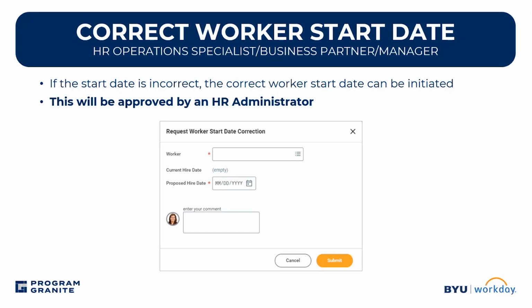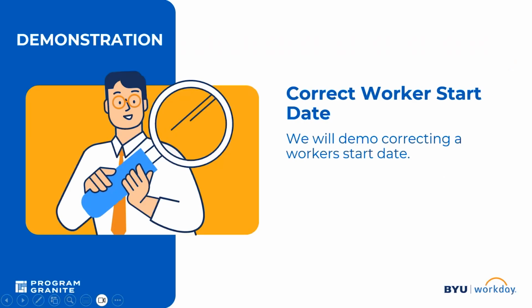So start date or hire date? Start date. Oh, sorry, hire date. I'm sorry. Correct worker start date. That is confusing. It's hire date and correct worker start date. It's the hire date. So let's take a look at it in the tenant really fast. You can all follow along with me. This is not an activity, but you can follow along.